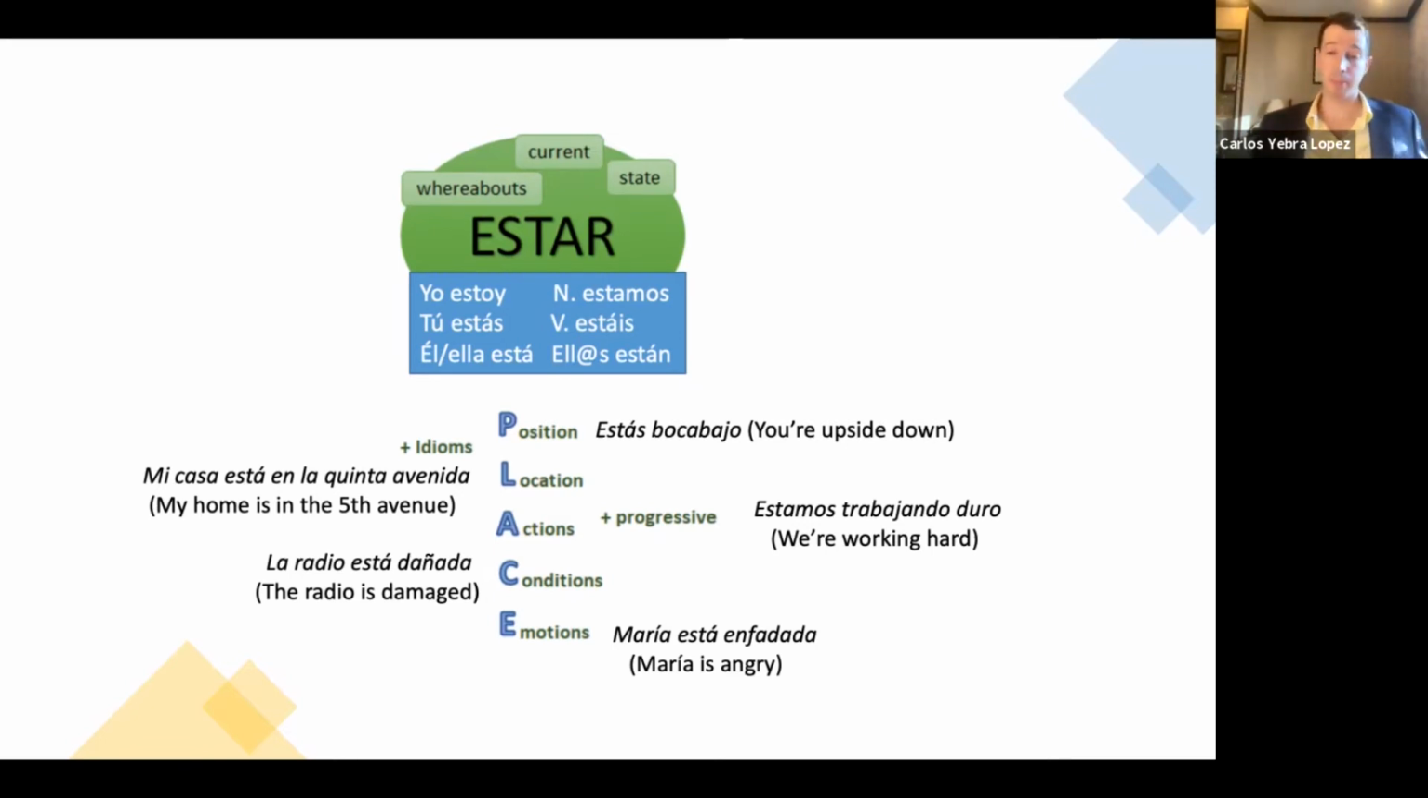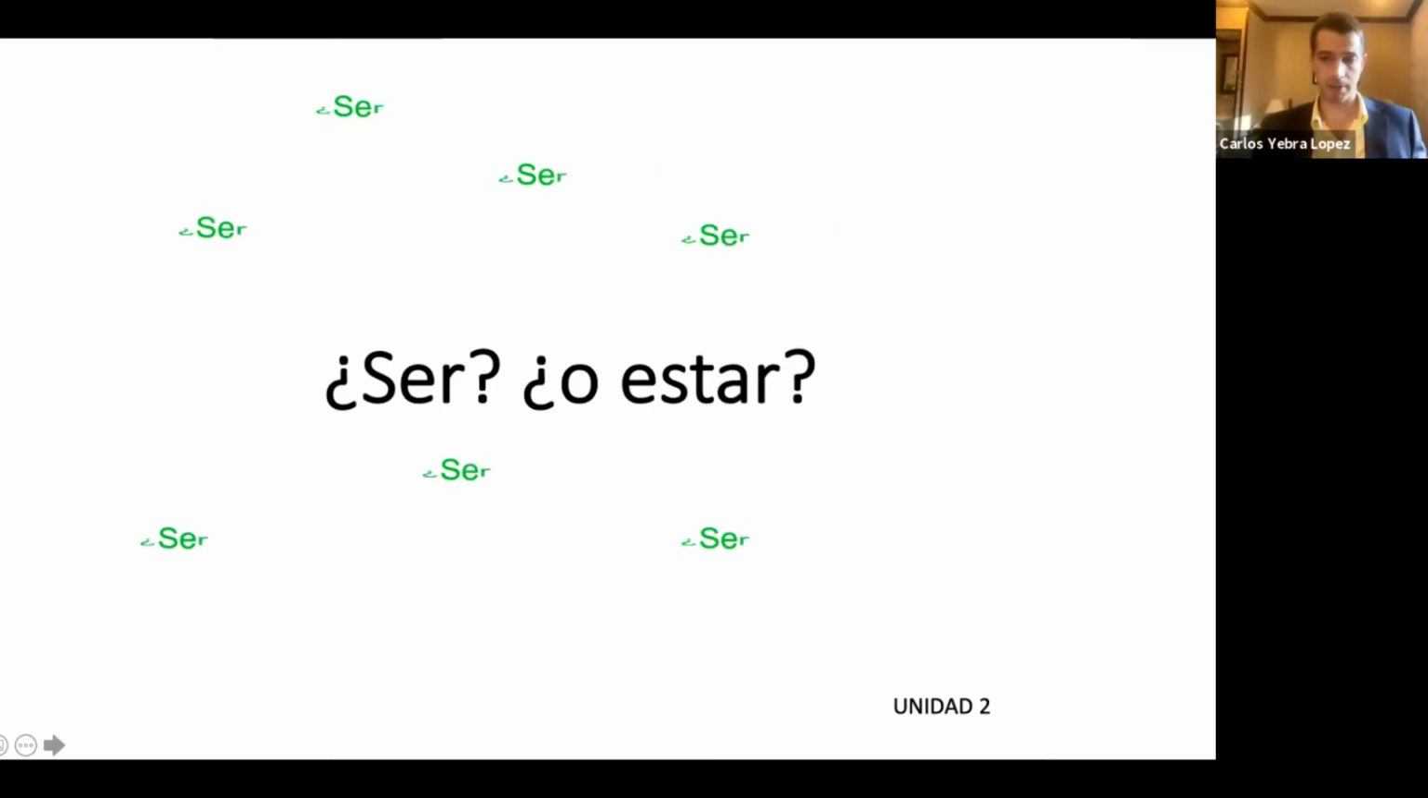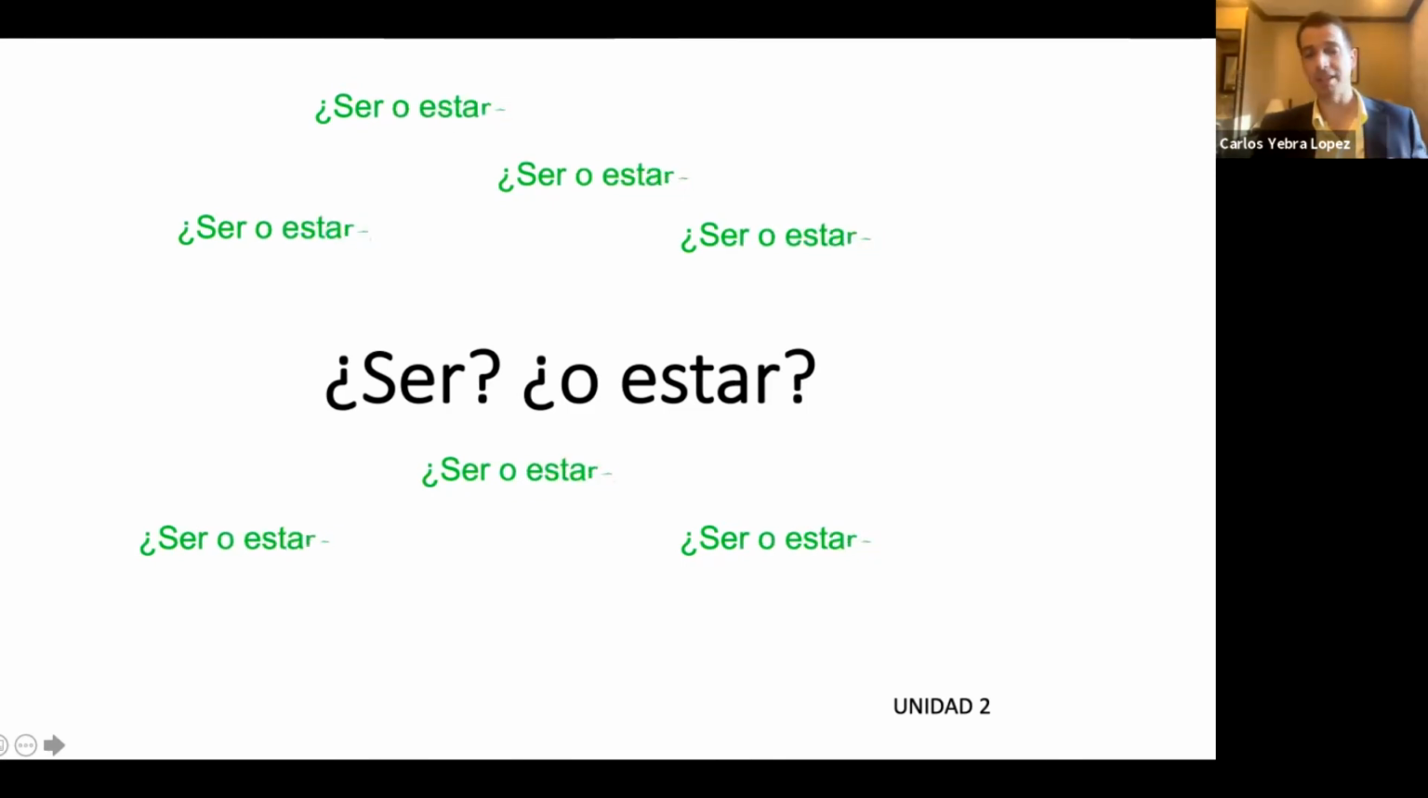Now, these are the basics. We already have the fundamentals. Let's put them into practice. Now we're going to play a nice little game where you have to choose between the verb ser or estar. Sometimes only one option is correct. Other times, both are correct, but they mean different things.